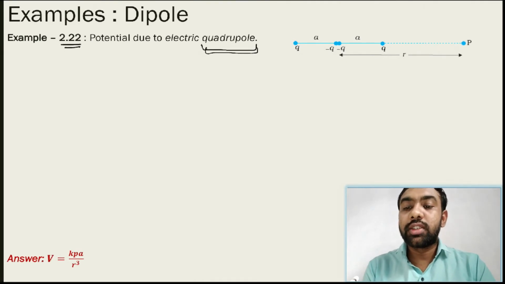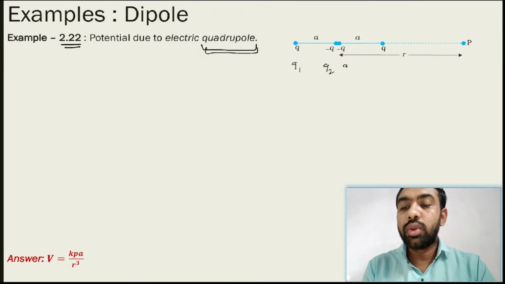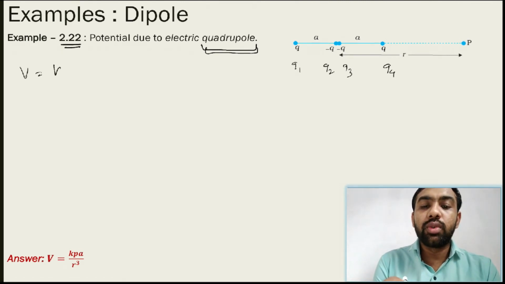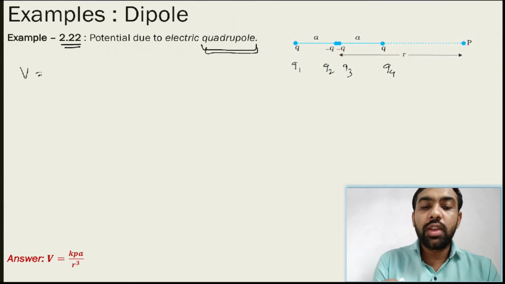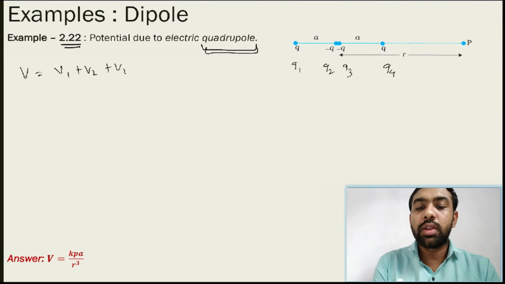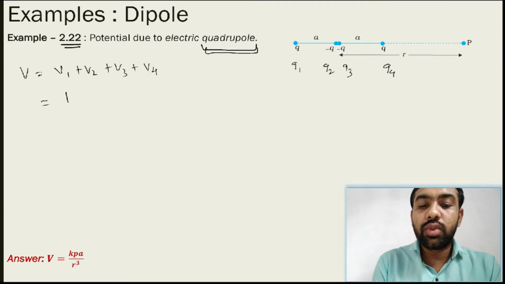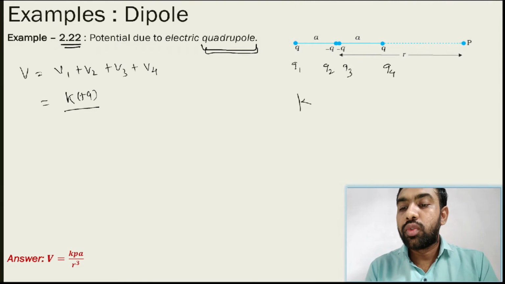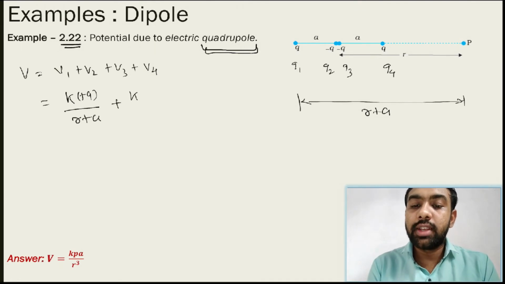So here the total charges, consider them q1. How many charges do we have? Total 4 charges, so q1, q2, q3 and q4. So what is the net potential? V is equal to V1 plus V2 plus V3 plus V4. So let's find the distance for all. So it is equal to K plus Q upon, what is the distance for Q1? For Q1 the distance is equal to R plus a, so upon R plus a.